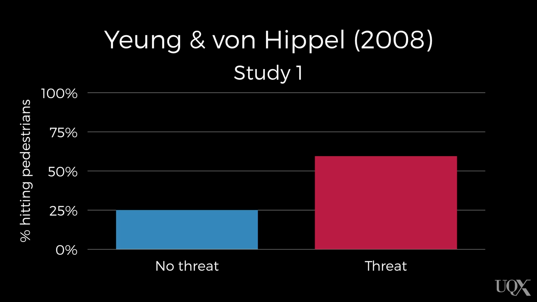The results from Young and von Hippel's study showed that the female participants who were informed about the stereotype that men were better drivers than women were more than twice as likely to hit the pedestrians compared to those who were not informed of this information. Speed had absolutely nothing to do with it, as participants from both groups drove at similar speeds.